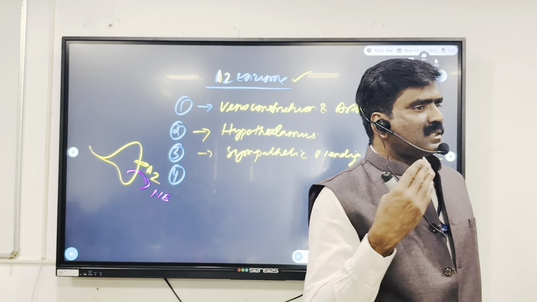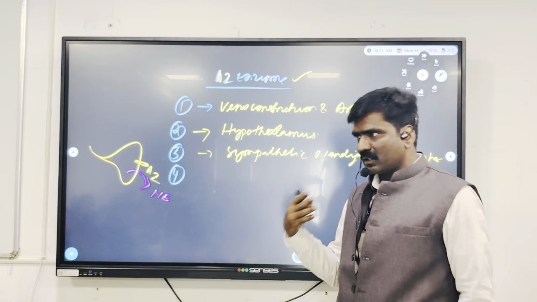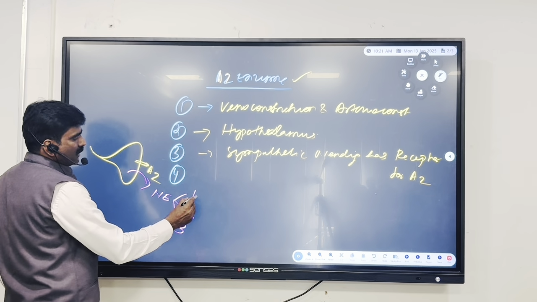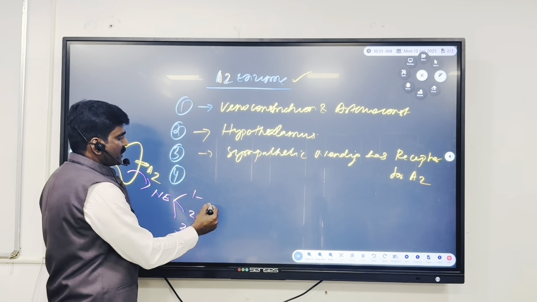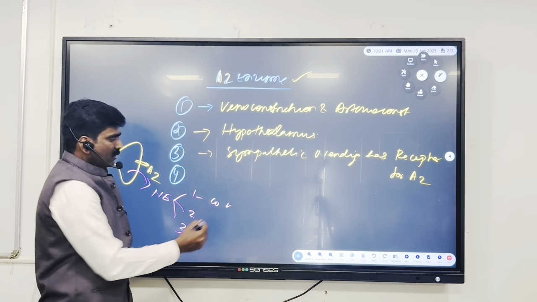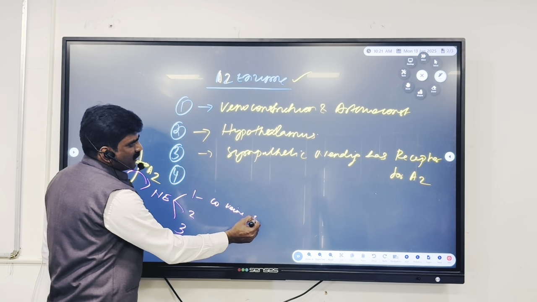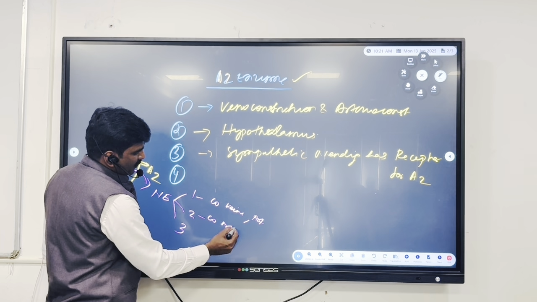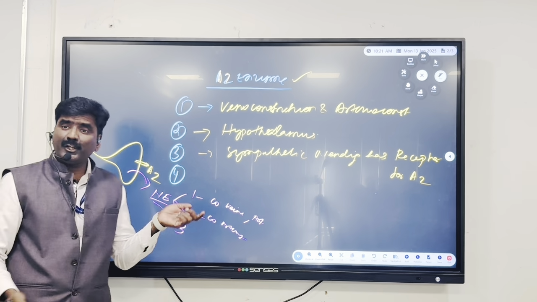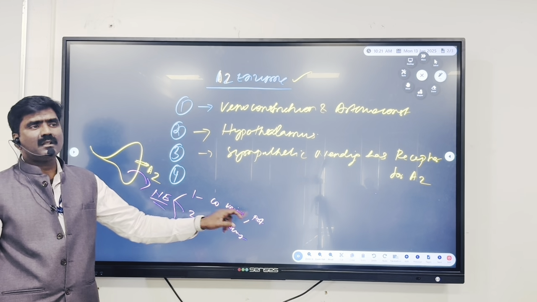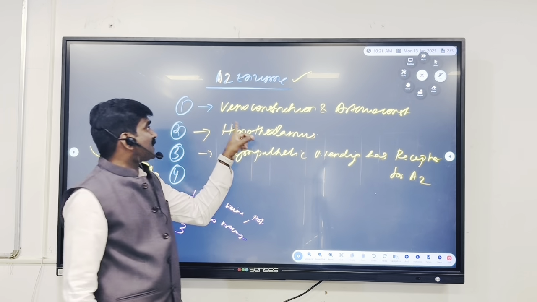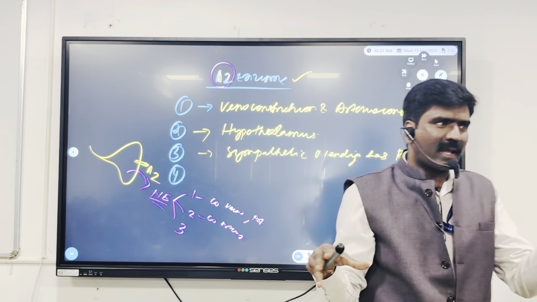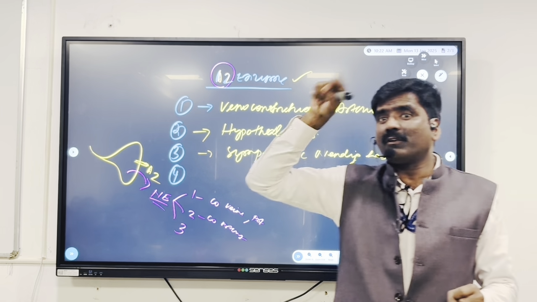When norepinephrine is released from the sympathetic nerve ending, it has three functions. Norepinephrine also constricts the veins, right? And it also constricts the artery, right? So norepinephrine induced venoconstriction. First, A2 itself directly constricts the veins and directly constricts the artery. That is a direct effect of A2.